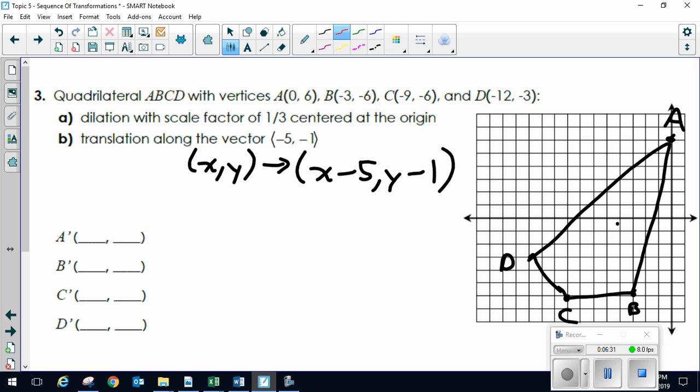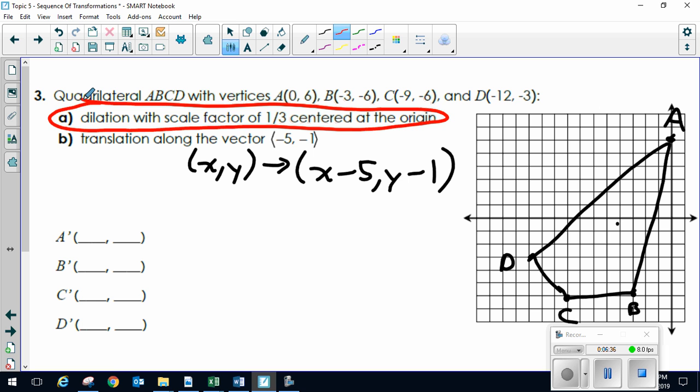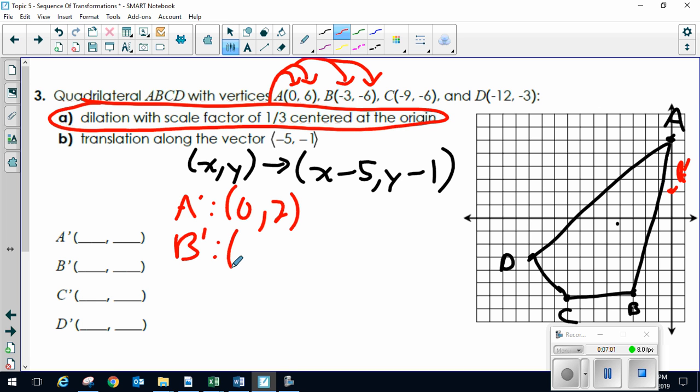Okay, and the first thing I want to do is dilate this with a scale factor of 1/3, which means, honestly, you're going to take each x and each y and divide them by 3. That's what 1/3 is. So if I divide A to get A prime by 3, I'm going to get 0, comma 2. There's A prime. And then B prime, divide each the x and y by 3. So it's going to be negative 1, negative 2.